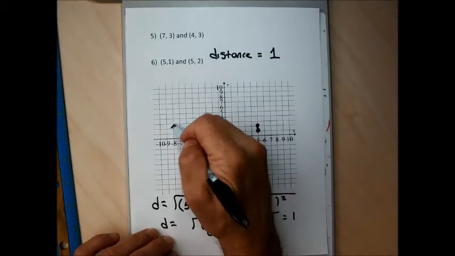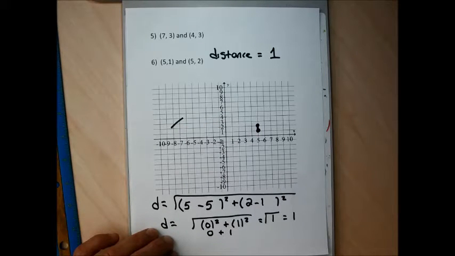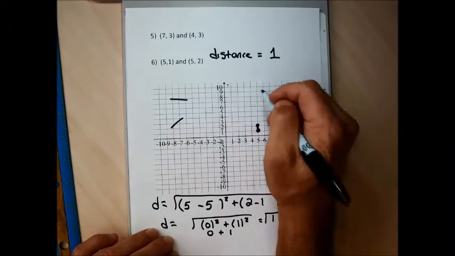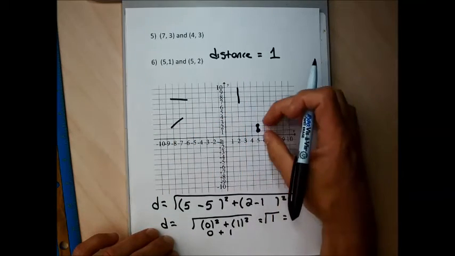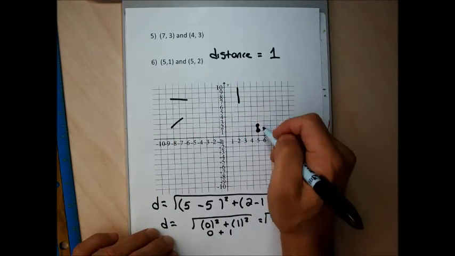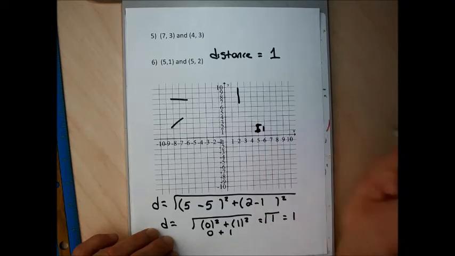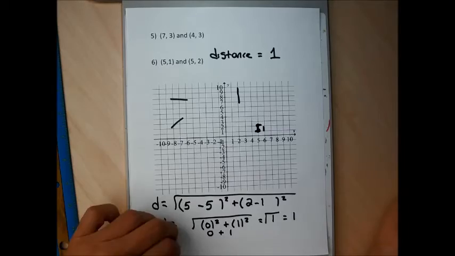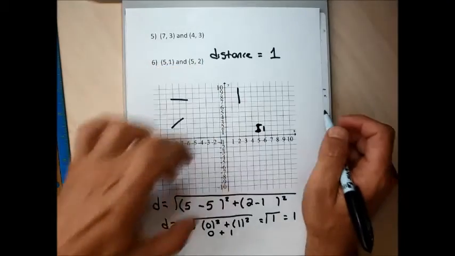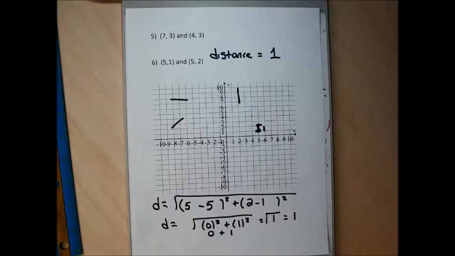If I have a slanted line, I have to draw a triangle and use the Pythagorean theorem to find my distance. But if I have a horizontal line or a vertical line, the distance between the 2 points is the distance, and this distance is going to be 1, because to get from this point to that point is just one box. So I could have gotten that way easier with a graph than using the formula.